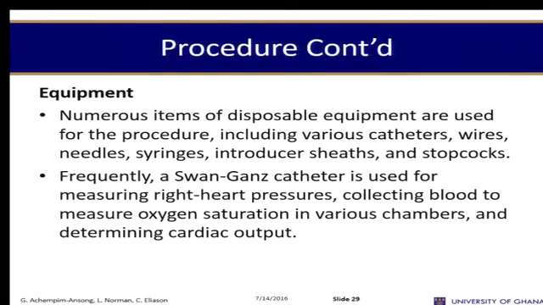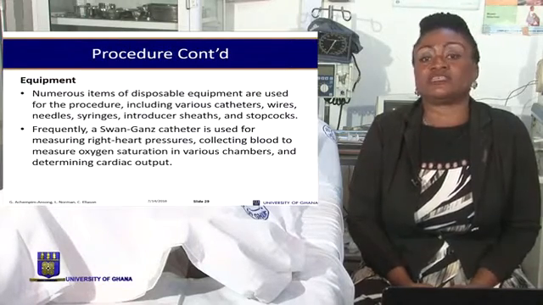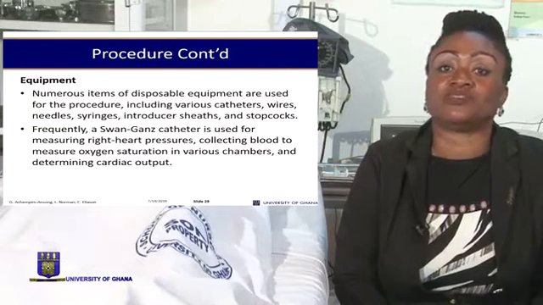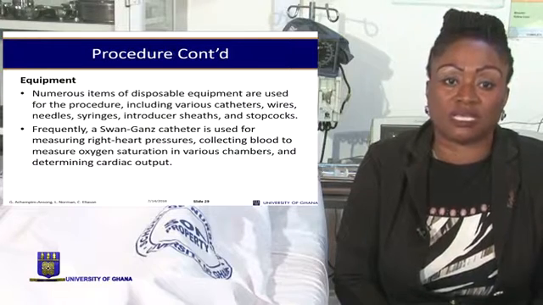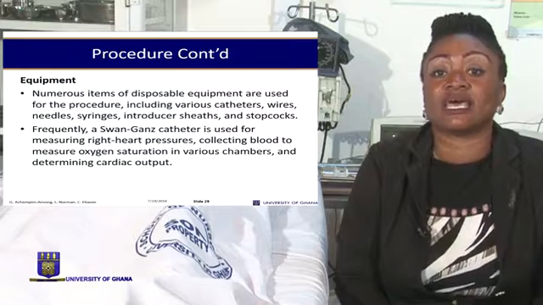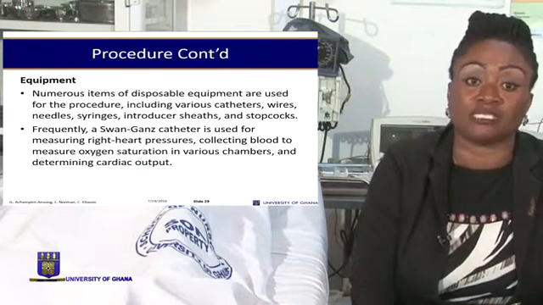Now, the equipment. There's a need for numerous items of disposable equipment, and these include catheters, needles, syringes, introducer shafts, and stopcocks. And then frequently a type of catheter known as the Swan-Ganz catheter is used for carrying out the procedure.